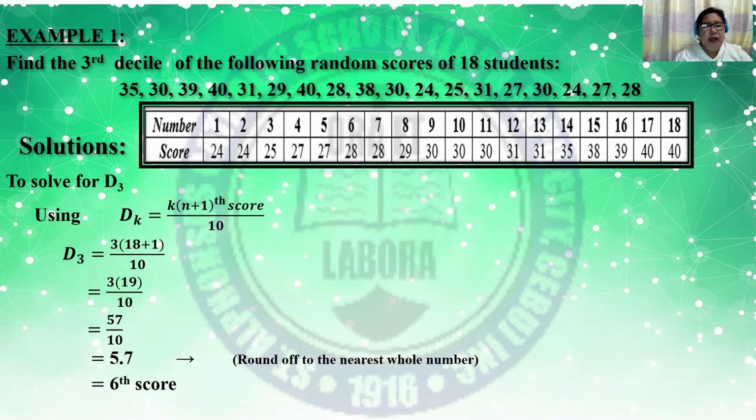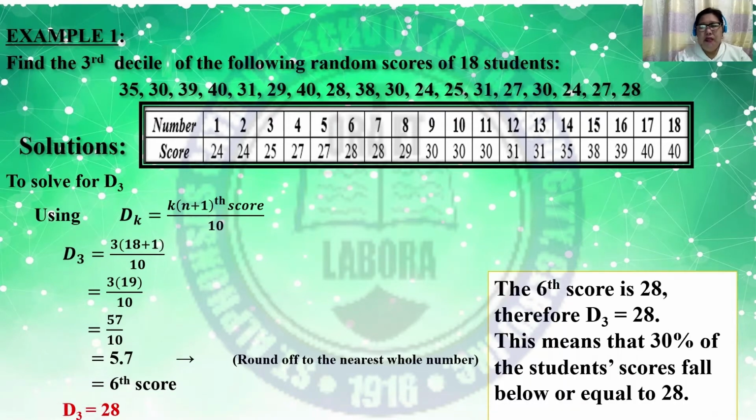So you have to find the sixth score. And the sixth score is 28. So the value of the third decile is 28. This will mean that 30% of the students' scores fall below or equal to 28.